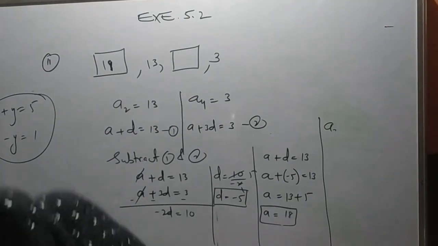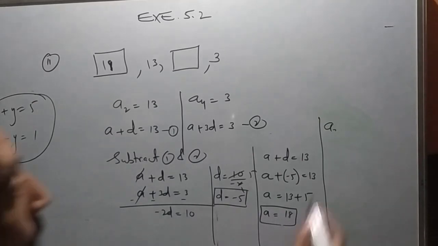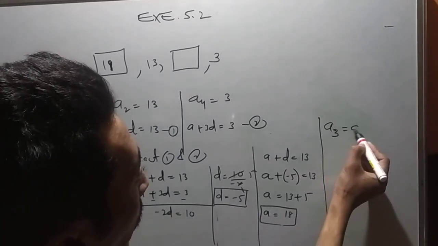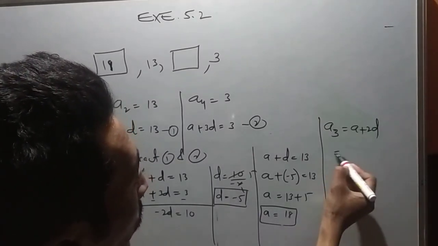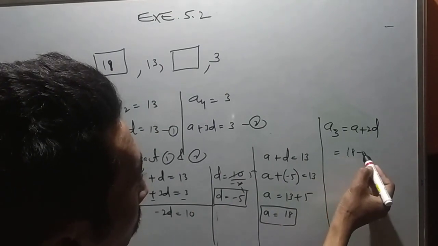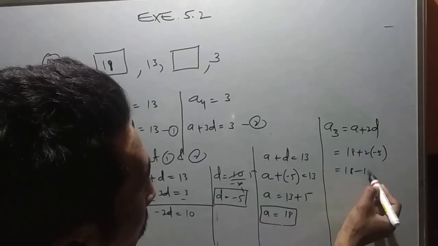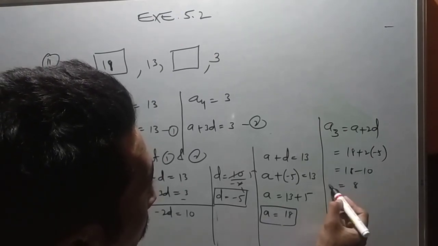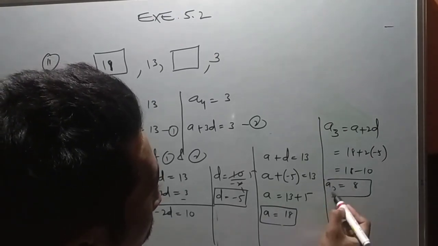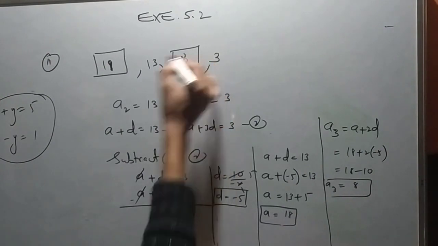Okay, this is cool. So the third term formula is a plus 2d. Here a is the first term, which is 18, and 2d is minus 10. So 18 minus 10 is 8. So the third term is 8.